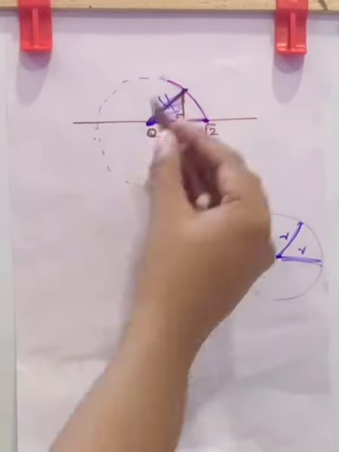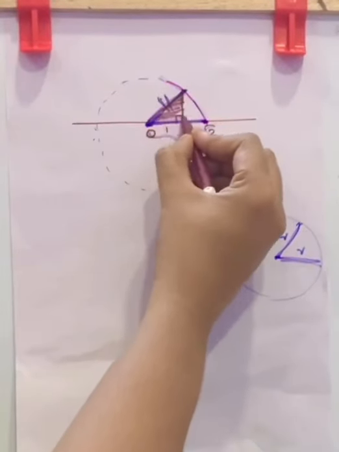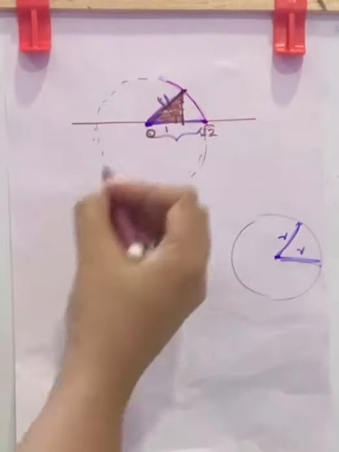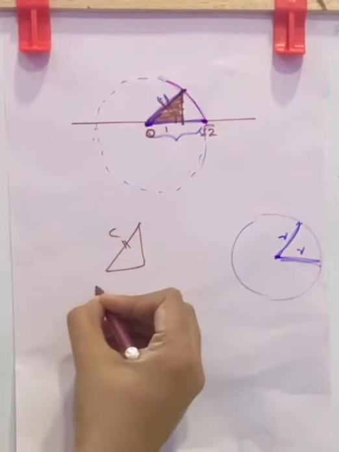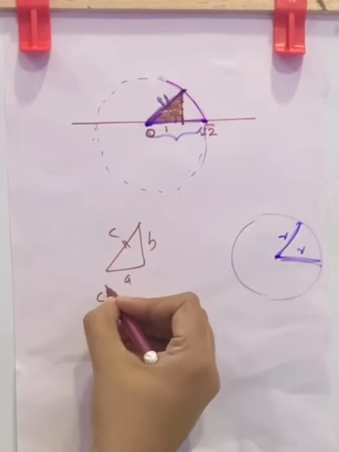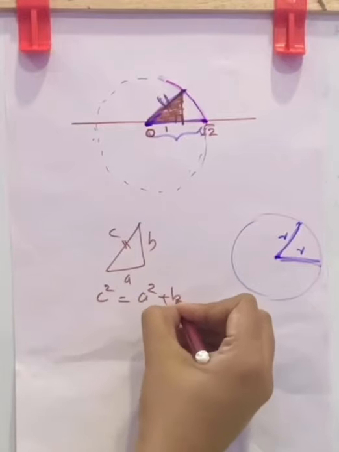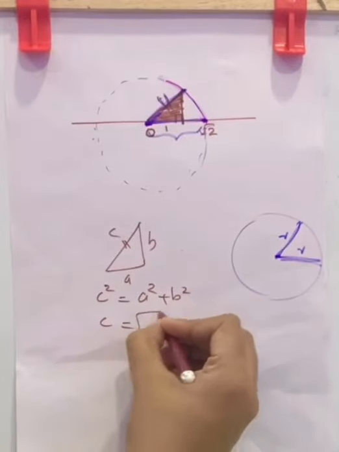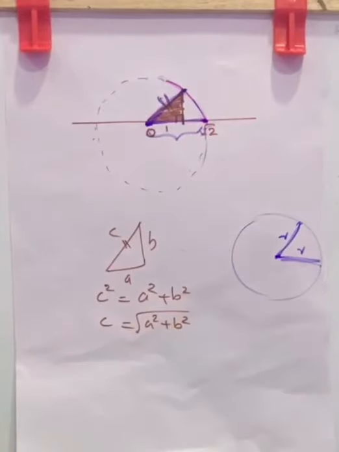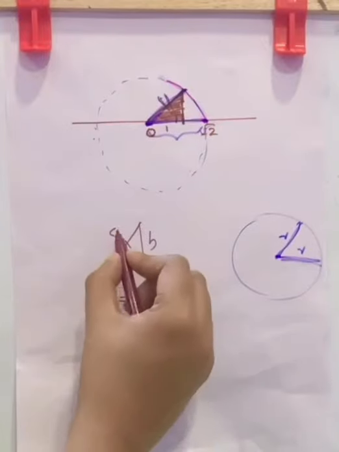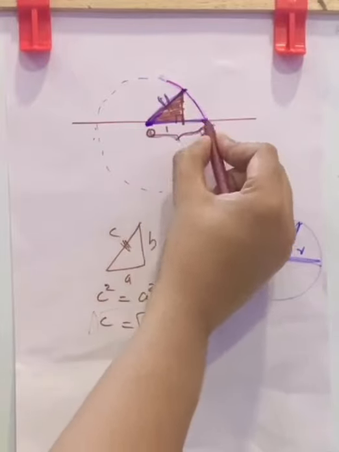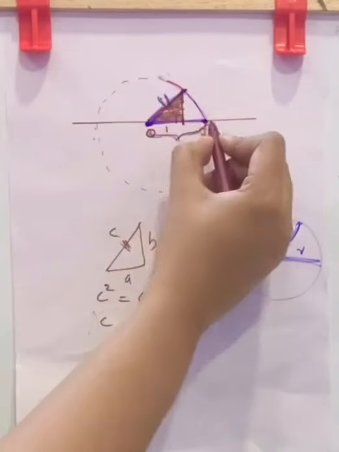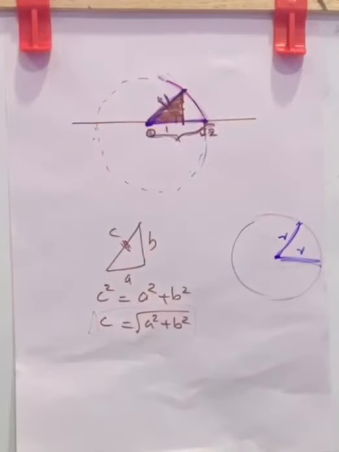So, to get this value, as I said before, we are using the Pythagoras theorem. For a right triangle, c square is equal to a square plus b square, or c is equal to root of a square plus b square. This is the Pythagoras theorem. Using this equation, we will get the value of c. Now c is the value of this length. That is why when we cut an arc here, you get this value.